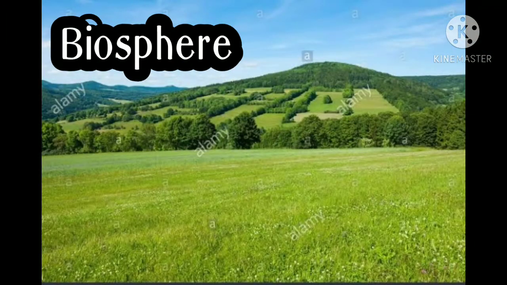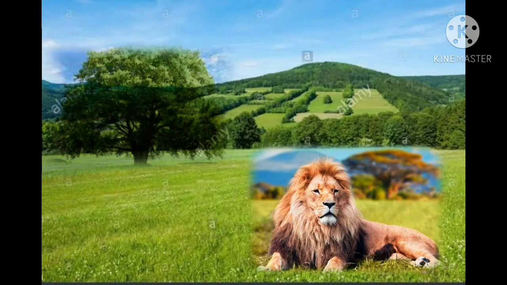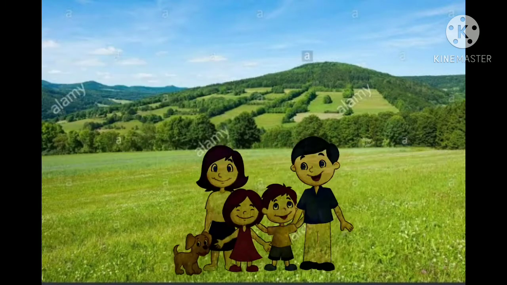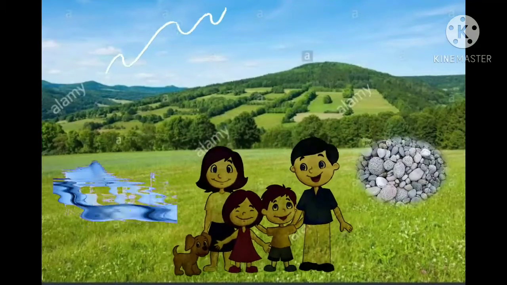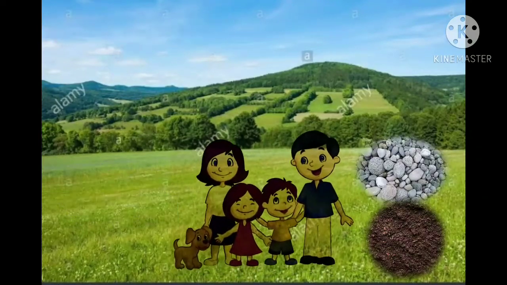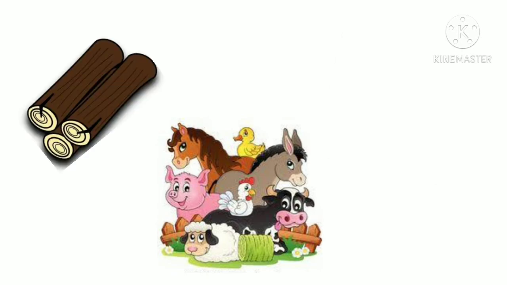Biosphere. The biosphere is composed of all living organisms, plants, and animals. This is the relatively thin layer of the Earth in which life can exist. Within it are the air, water, rocks, soil, and living creatures. It has food from crops and domestic animals, timber, and construction materials.